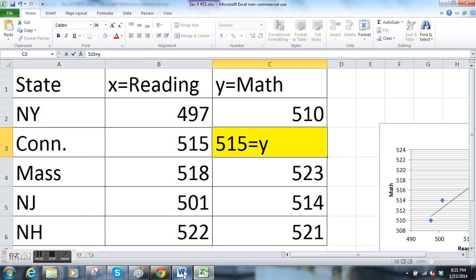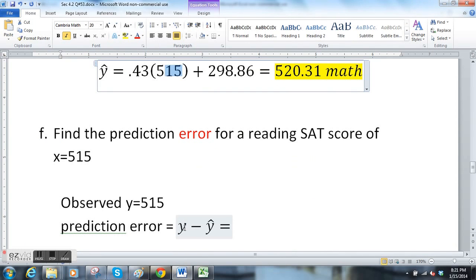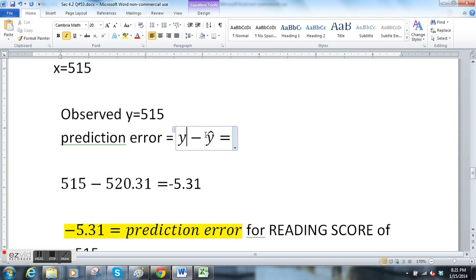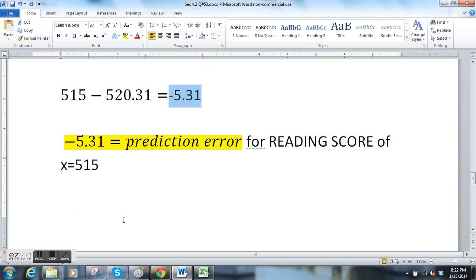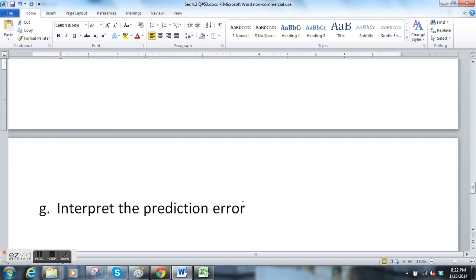So if we go to this prediction error equation, the observed value was 515, the predicted value was 520.31. So the prediction error, you take y minus y hat, you take off your hat, that's how I think of it, 515 minus 520.31, so the prediction error is negative 5.31 for a reading score of x equals 515. Oh look, one more question.